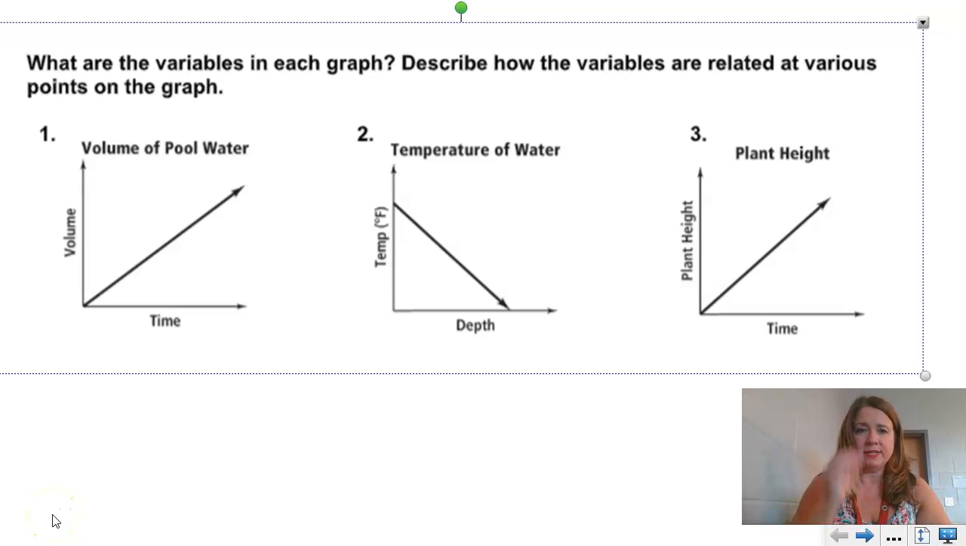Hey students, this video will help you to complete homework number 2, which is using quantities, comparing two quantities using a graph. So I'm going to go to the board and we're going to work a couple of problems as we go through the homework.